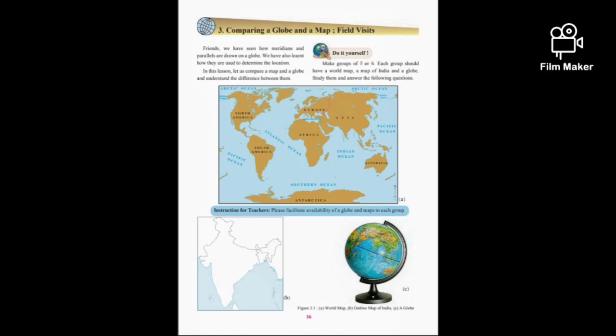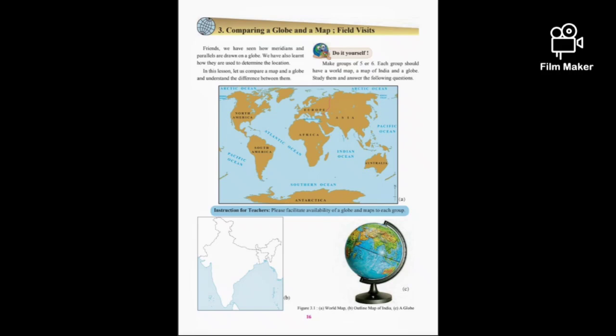Yes, last week I explained to you the second lesson in geography. The name of the lesson was "Let us use the gratitude." Now this week we are going to learn the third lesson in geography, comparing a globe and a map, and field visit. So today I will explain the first part, that is comparing a globe and a map.